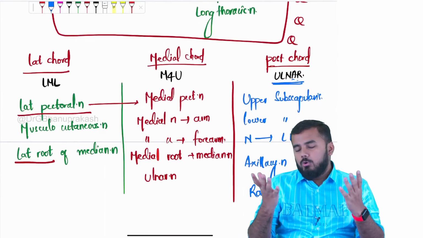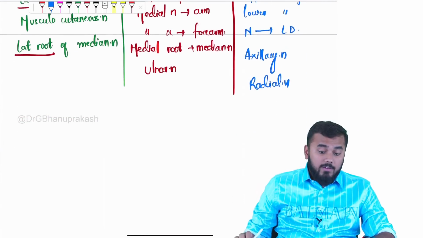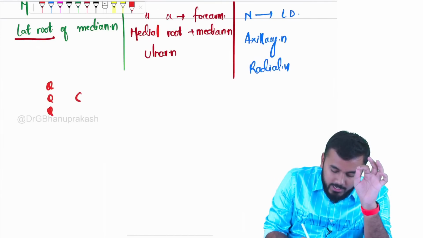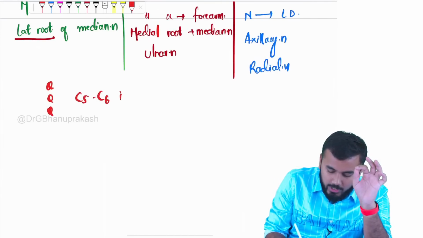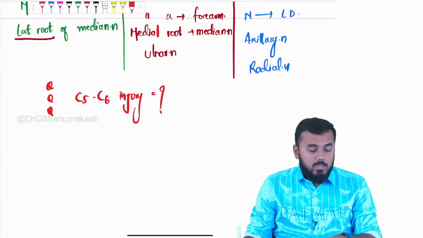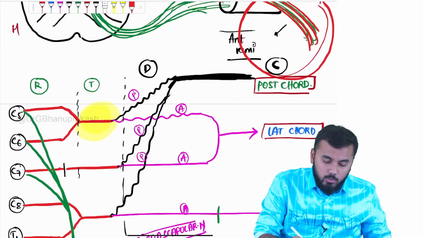Fourth question is, what are the branches of the lateral cord, medial cord and posterior cord. The fifth and very important question is, in case of C5, C6 injury, what nerves are damaged? Now, if you look at the picture, you will understand. If you don't look at the picture, you need to mug it up.